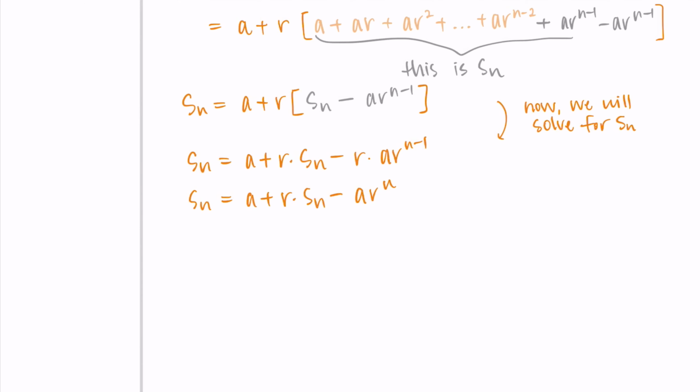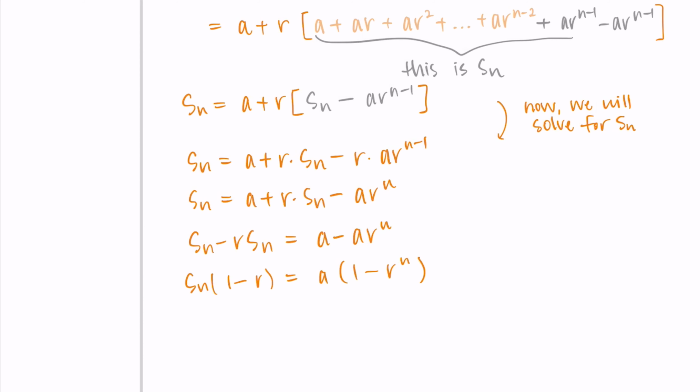I'm going to put all of my s sub n terms on the left-hand side. So I'm getting that s sub n minus r times s sub n is equal to a minus a times r to the n. This is a lot of variables to read out loud, so hopefully you can follow along. Now I'm going to factor out the s sub n from the left-hand side. So I have s sub n times 1 minus r, and I'll factor out an a from the right-hand side, just because I can.